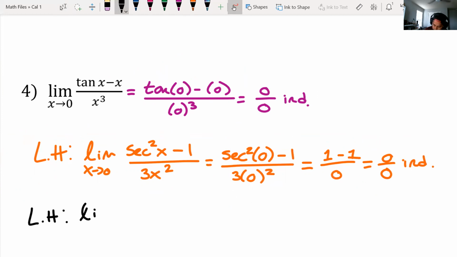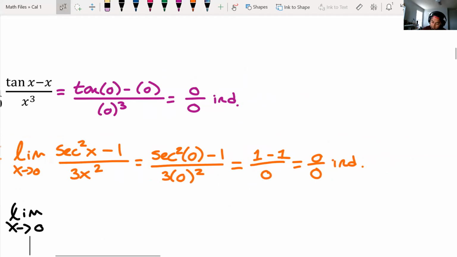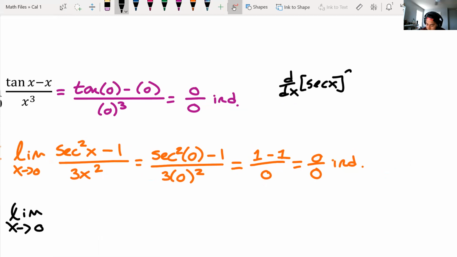The limit as x approaches 0. And now we need the derivative of secant squared. So if you have d over dx, and I'm going to rewrite it as secant x squared, we're going to have to chain rule this. So you'll get 2 times secant x. That's the derivative of the outside. And what is the derivative of secant?